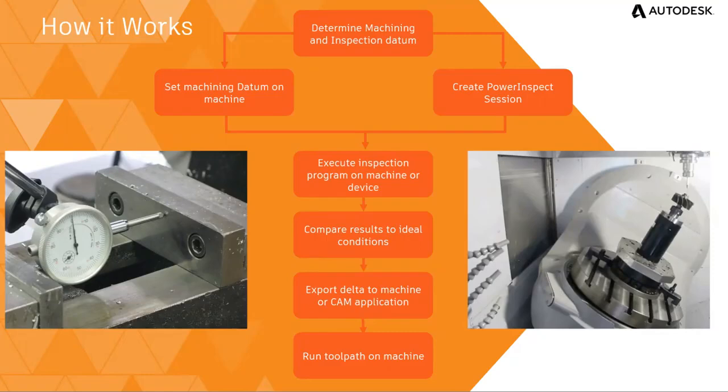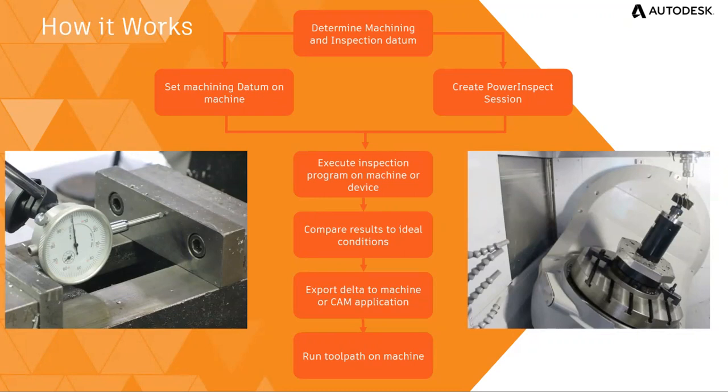on the machine. While running the NC file, the machine will generate some file, and that will be the result. That result is imported again inside PowerInspect, and you can create a best fit alignment, and through best fit alignment you can generate a new datum. That new datum, which is called the delta, is exported to your CAM application, which might be PowerMill.